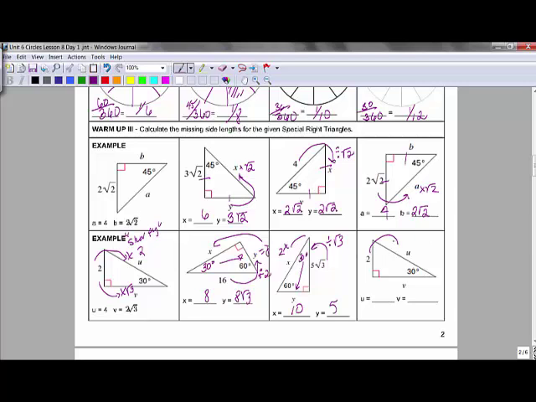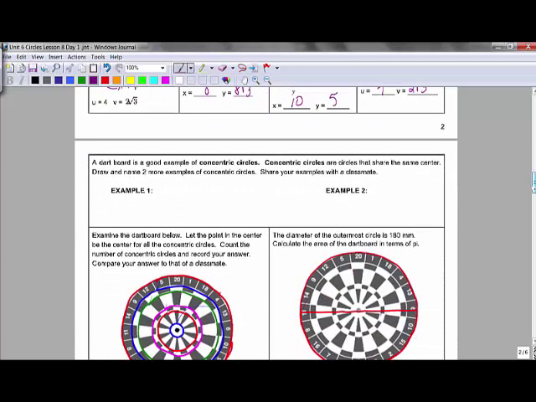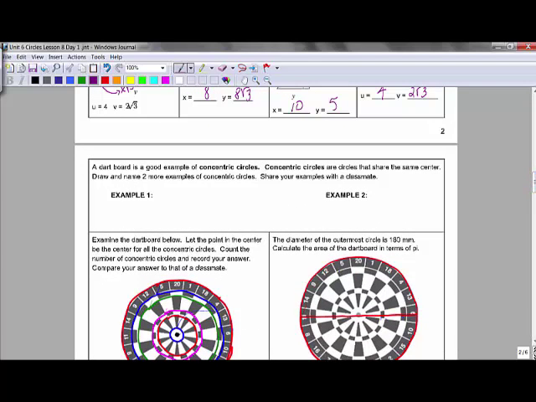This is an easy one. Double up shorty to get the hypotenuse. Multiply shorty by the square root of 3 to get that longer leg. All right, now finally for our lesson, that was a lot of warm-ups.